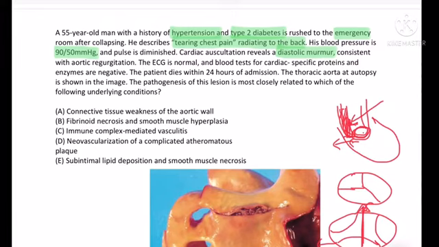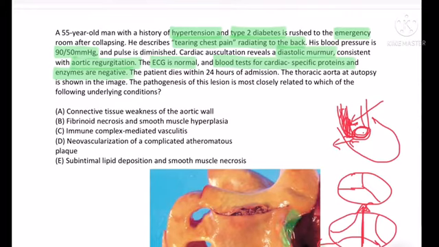So they are saying that there is a diastolic murmur, and they're also saying that there is aortic regurgitation. ECG is normal because there is no MI. Blood tests for cardiac proteins or enzymes are also negative. The patient dies within 24 hours of admission. The thoracic aorta at autopsy is shown in this image. So you understood that the diagnosis is a thoracic aortic aneurysm because of hypertension and diabetes. They are asking what other conditions can lead to this condition.